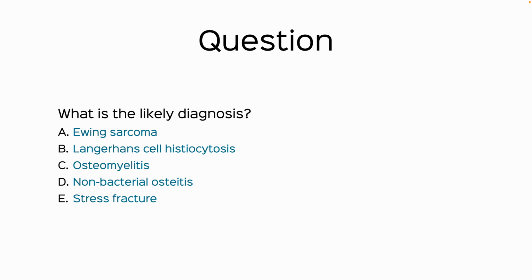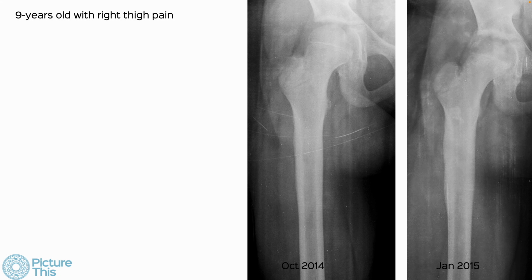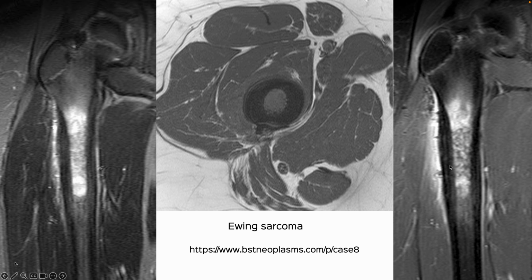So if we look at all of these choices that we have, Ewing sarcoma is a difficult diagnosis when it comes to differentiation from osteomyelitis, especially when you don't have a large non-necrotic soft tissue mass. So we had this patient who had sclerosis of the femur, cortical thickening. The first diagnosis was osteomyelitis. He'd had an earlier surgery done.